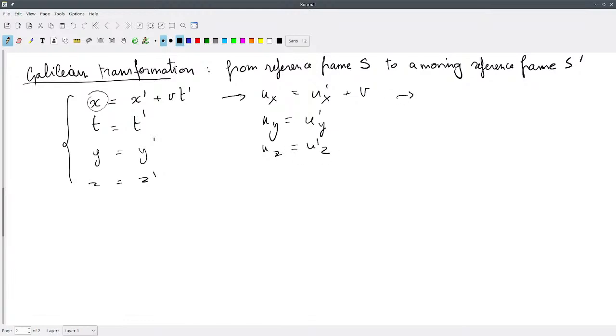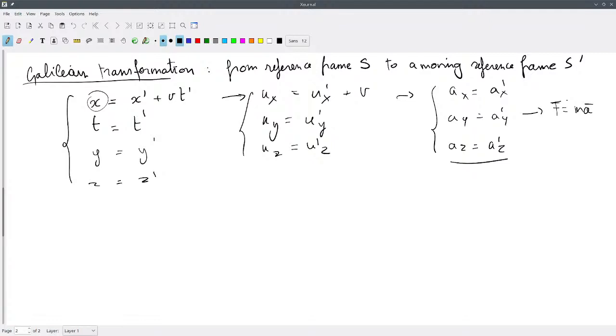And then we can take another derivative and get that ax is ax prime, ay is ay prime, and az is az prime. So also the accelerations are unchanged. And of course that allows us then to say that F equals ma is valid in all of those reference frames.